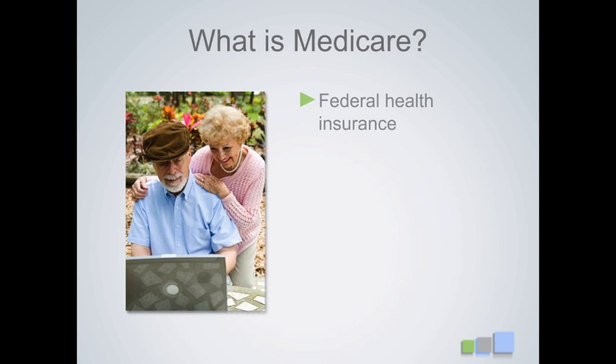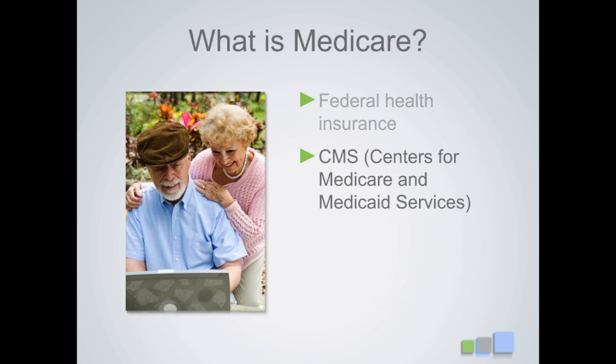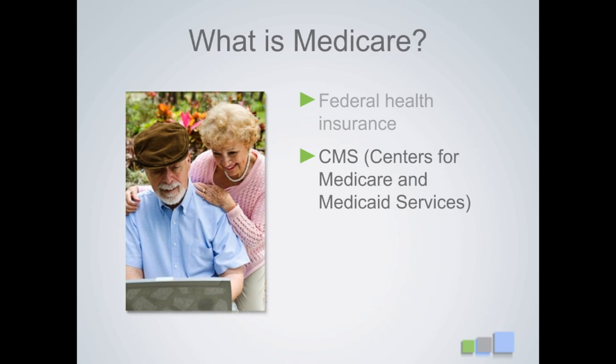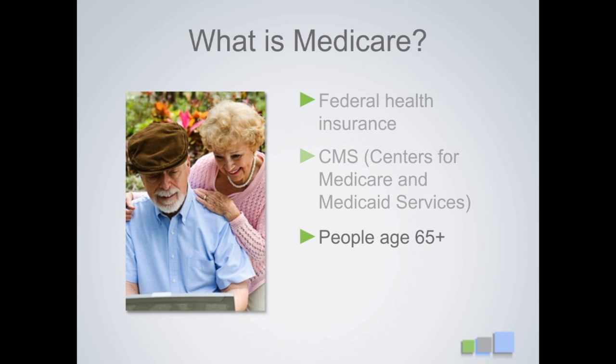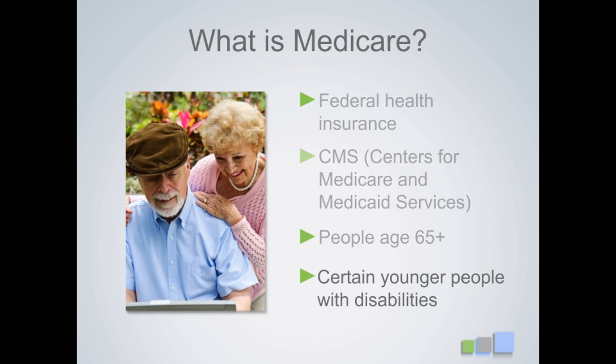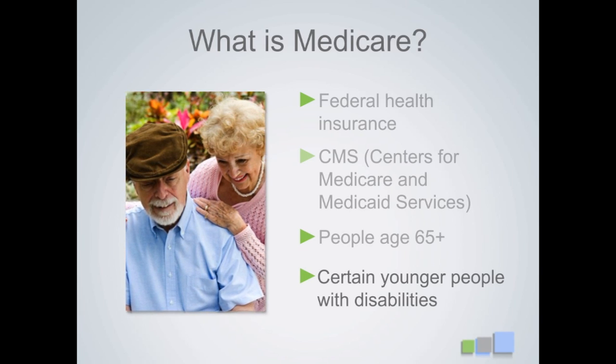Medicare is a federal health insurance program run by the Centers for Medicare and Medicaid Services, commonly known as CMS. Medicare serves all Americans age 65 or older and adults 18 to 64 who meet their disability criteria or who have end-stage renal disease.